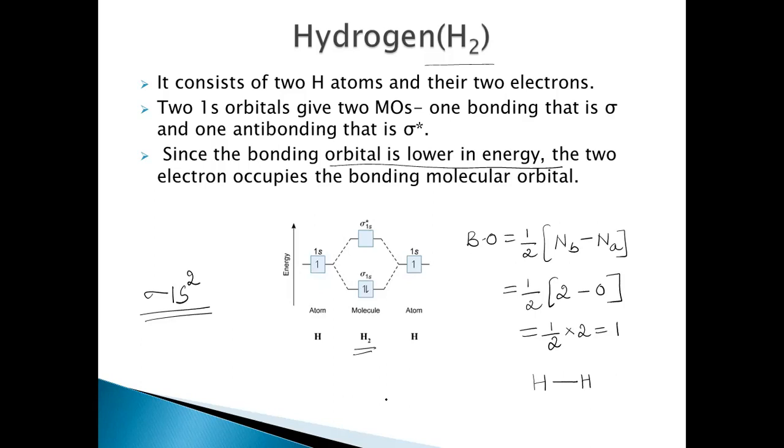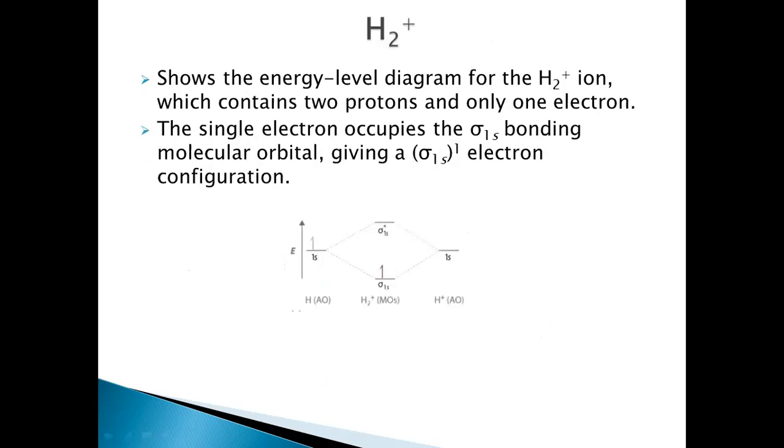And what about the magnetism? Since there are no unpaired electrons here, the two electrons present in the bonding molecular orbital are paired up, so it is diamagnetic in nature. So we can explain the bond order and magnetic properties based on the filling up of these electrons.